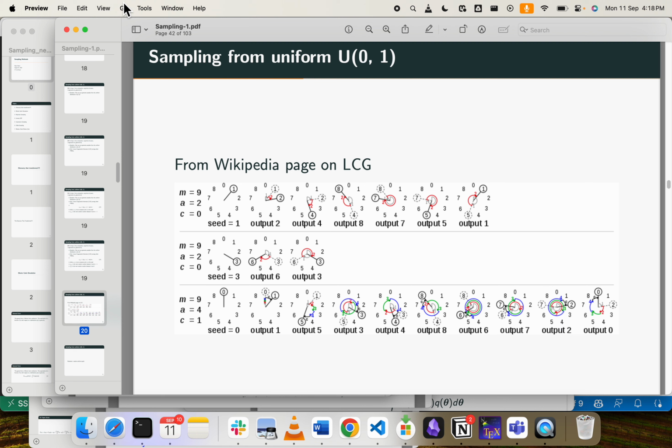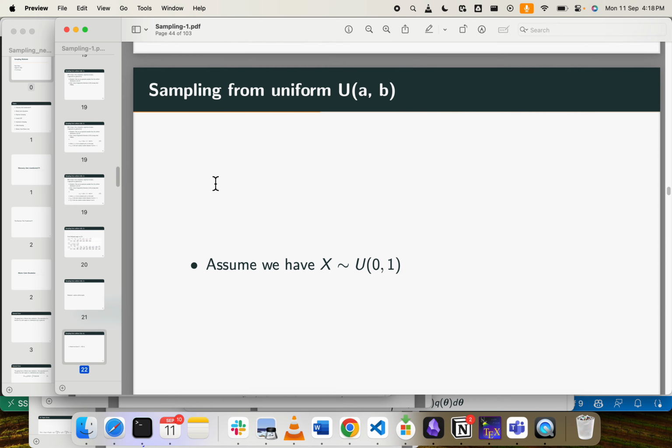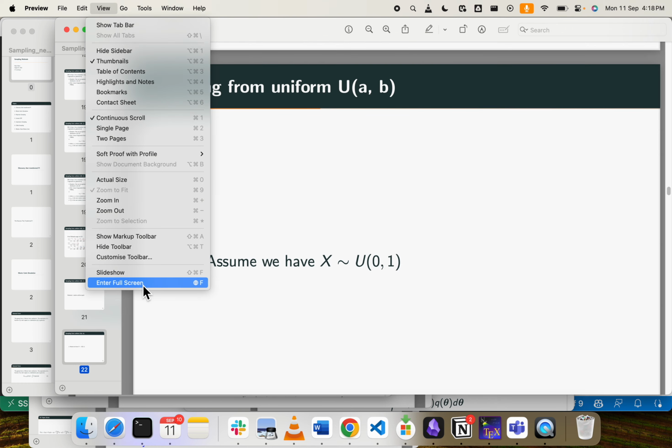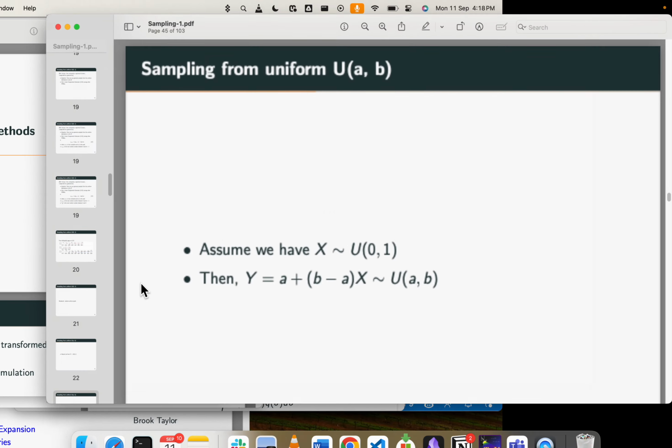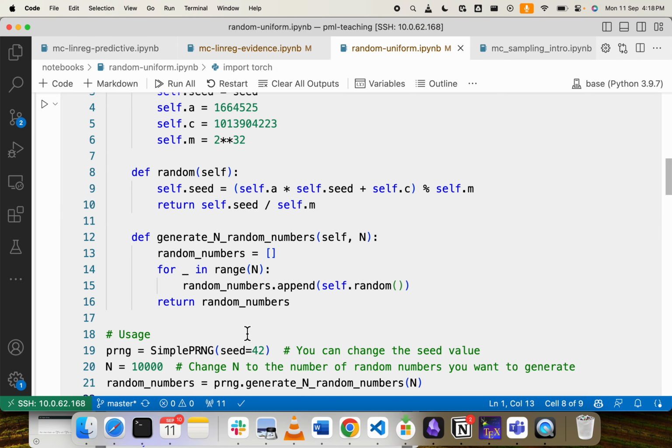Okay. Yes. So if we have to generate samples from A to B, and we assume that we already have samples from 0 to 1, we can say the new random variable Y, which is distributed as uniform A to B, you can get it as A plus (B minus A) times X. Right? This is a fairly well known result, and I just verified the same through code also.